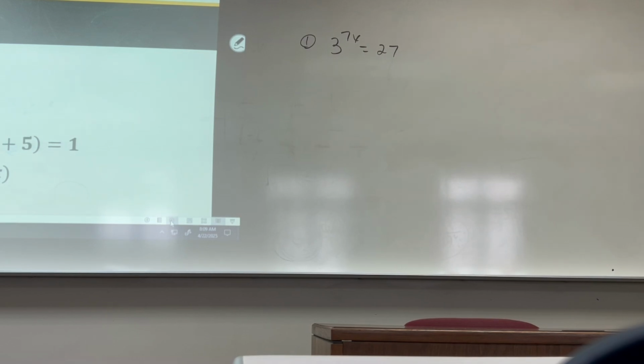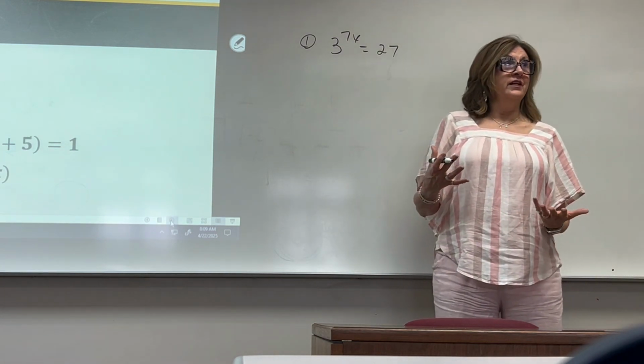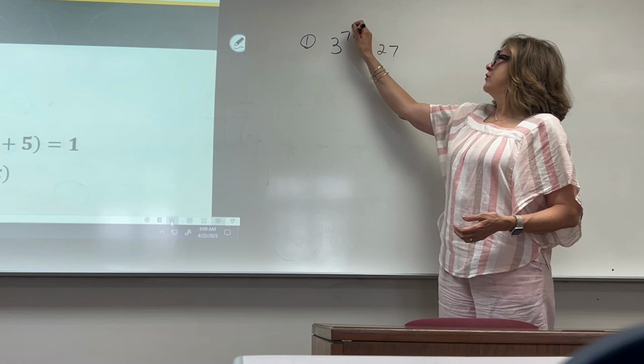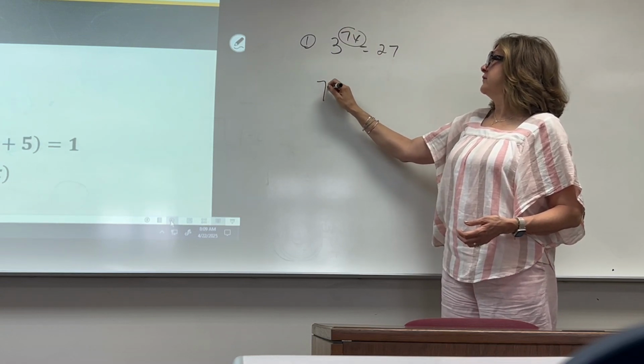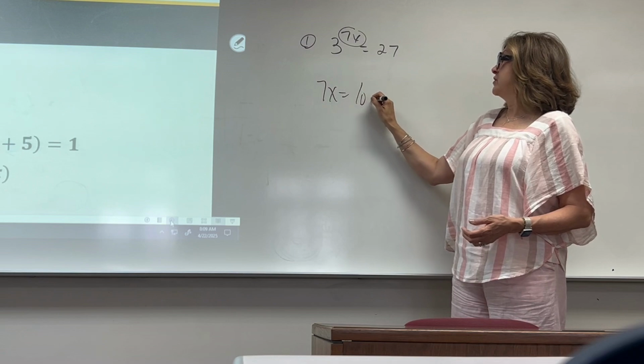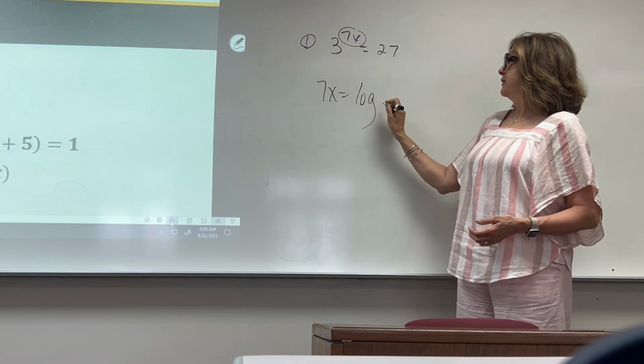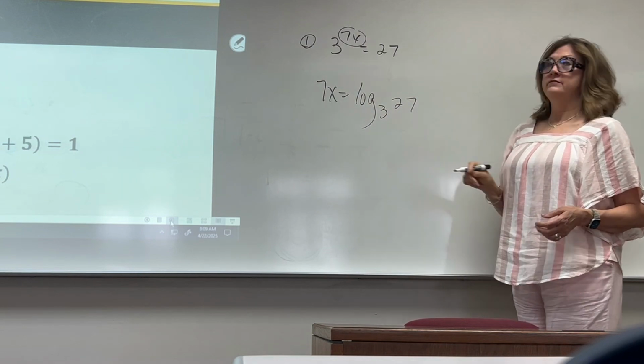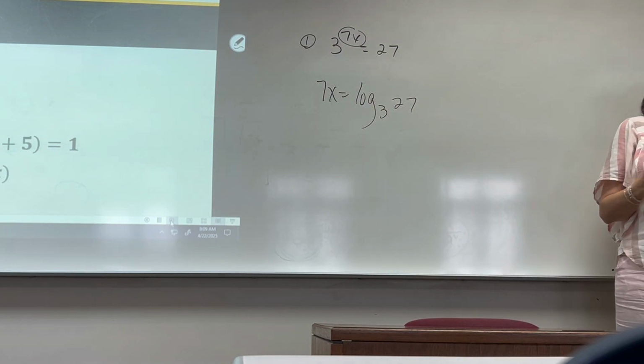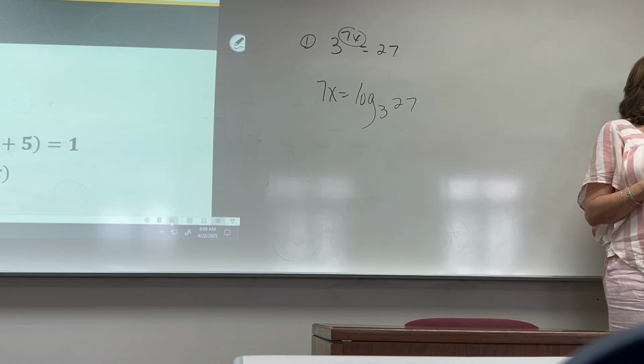Then I'll show you another way to work this one. How would you write that in log form? Because that's just the inverse, right? Do the inverse. In log form, it's exponent, so 7x equals log, what's your base? 3 of 27. Again, that's just that formula from the last test to go from one form to the other.